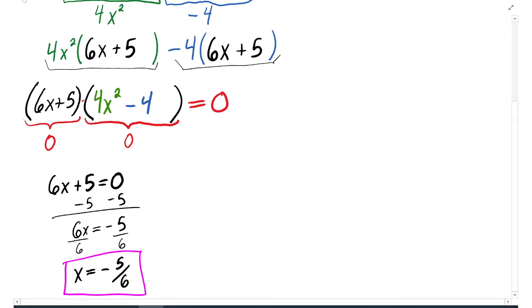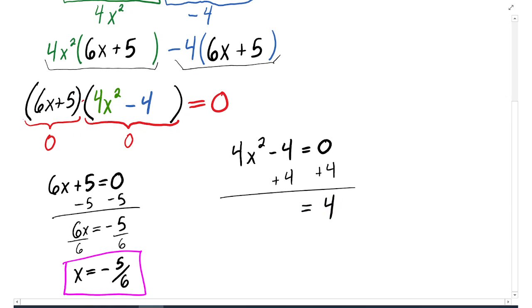Next one, we'll get 4x squared minus 4 equals 0. Okay, we go about this the same way. Add 4 to both sides. It's essentially a two-step equation. We just end up with one little bit extra at the end. So add 4, that 4 cancels out. We get 4x squared. Divide by 4 on both sides. Now we end up with x squared equals 1.